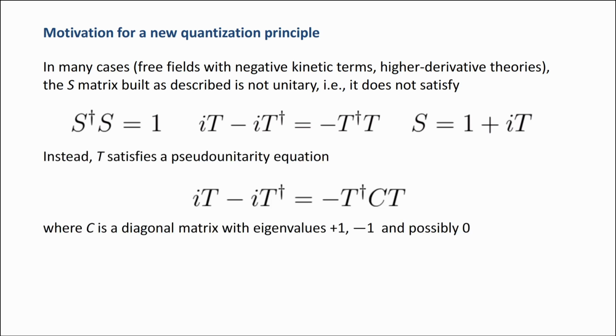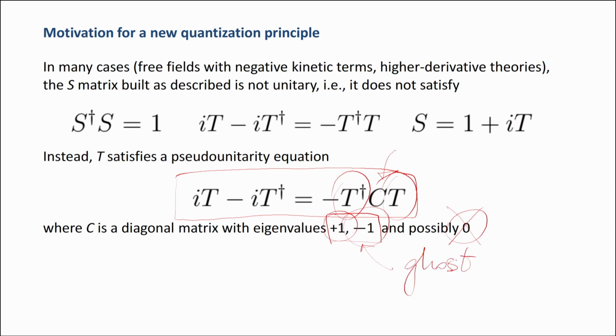Luckily, in these cases, the S matrix built with the usual procedure satisfies a different identity, which is called the pseudo-unitarity equation, which is still very useful, although it is not the good one. This is the identity, and you see that on the right hand side between T dagger and T you do not have the identity, but you have C, a matrix which is diagonal with eigenvalues +1, -1 and possibly 0. Now 0 is not particularly important because you can get rid of it. It means that there are auxiliary fields. What is important is that there are some positive and some negative eigenvalues, and the negative eigenvalues signal the presence of ghosts. And so these are violations of unitarity.